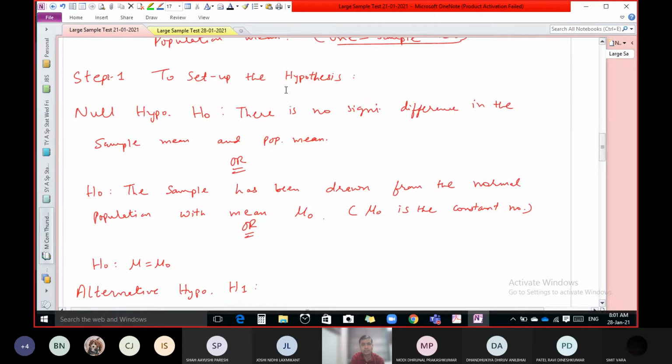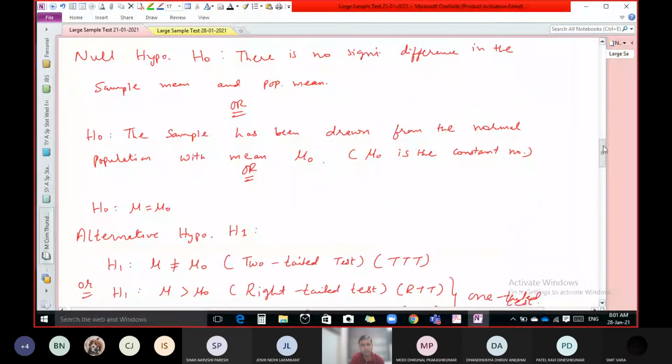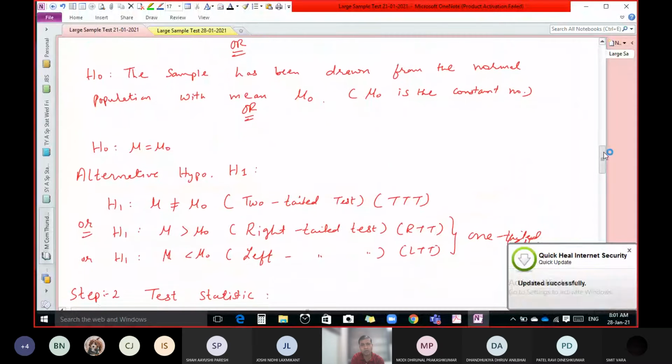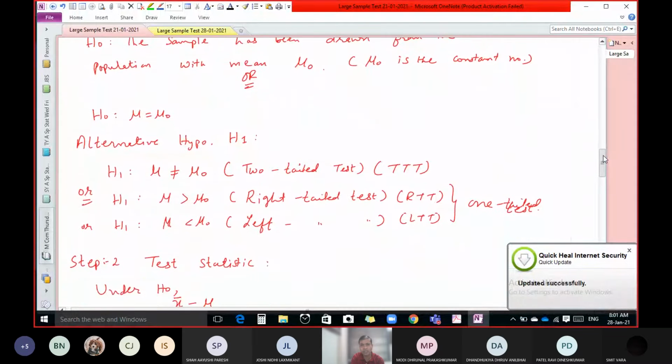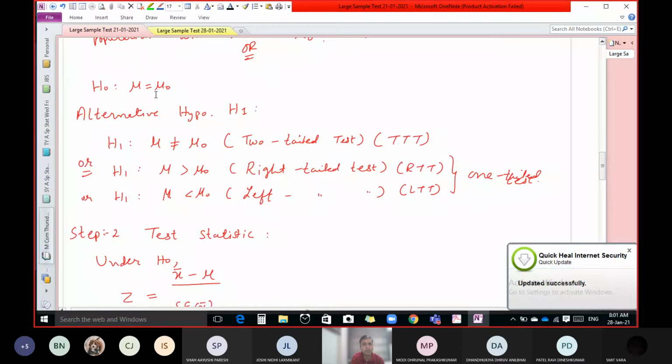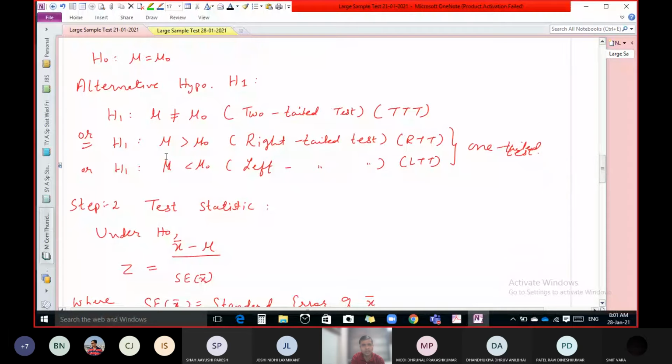Step 1, in which we have to set up the null hypothesis and alternative hypothesis. Null hypothesis is denoted by H0. Here we have to write there is no significant difference between sample mean and population mean, or you can write the sample has been drawn from the normal population with mean mu0, or in symbol you can write H0: mu equal to mu0. In alternative hypothesis, either you have to write not equal to, or greater than, or less than. It depends on the given question. So according to the question, we have to decide this one.